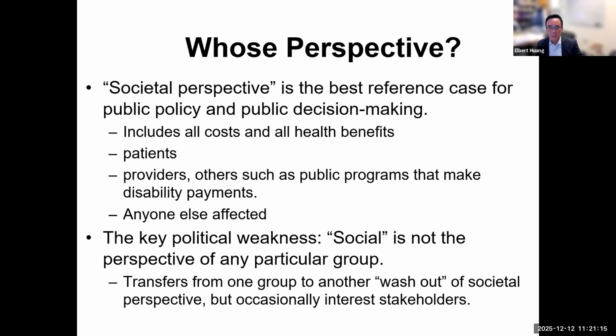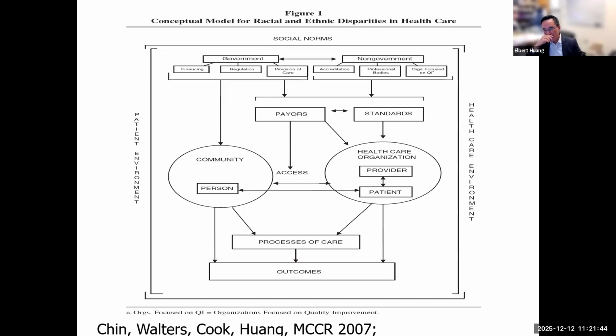In the base case analysis of cost effectiveness analysis, you're supposed to be using the societal perspective. And what that means is that you include all costs, all health benefits. You have to think about the patients, the providers. You have to think about caregivers and anyone else affected by a technology. The problem is, even though this is the recommended base case analysis, politically, it's the weakest perspective because no one actually represents a society.